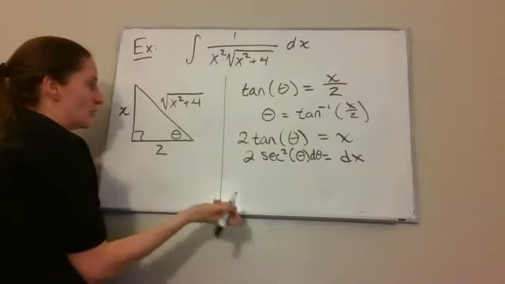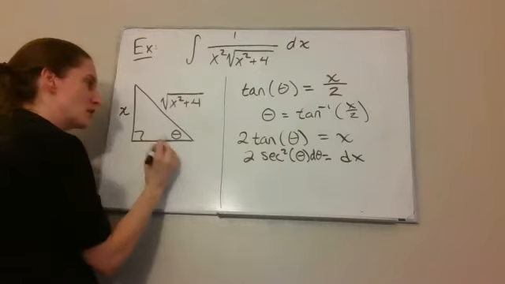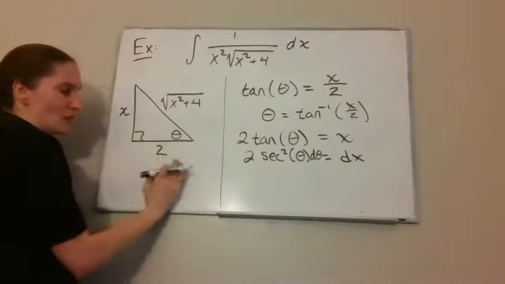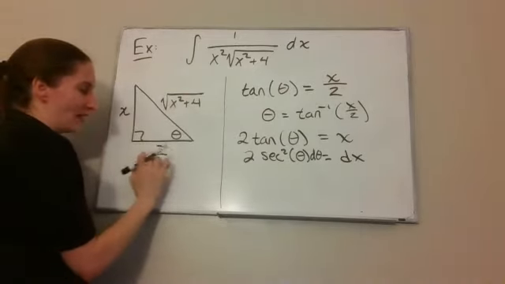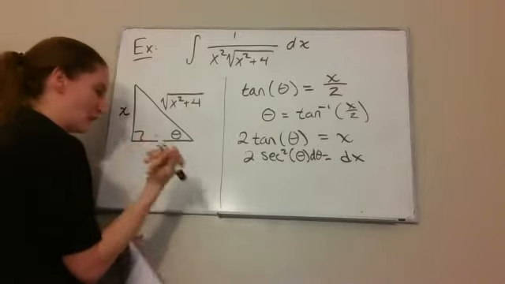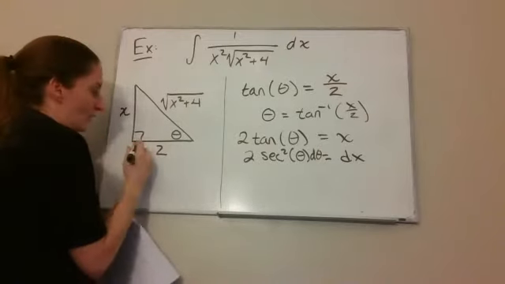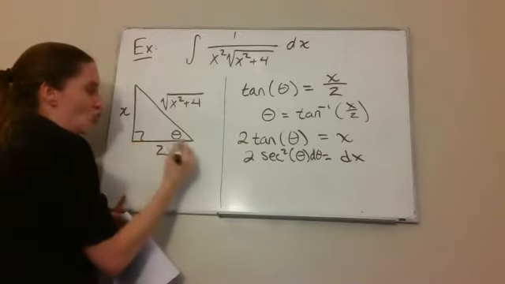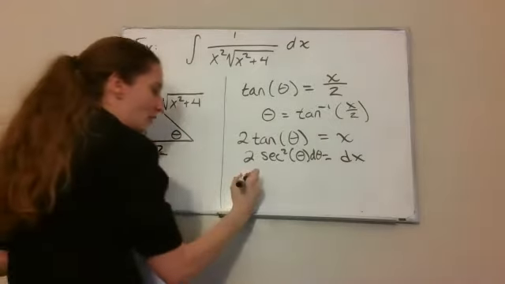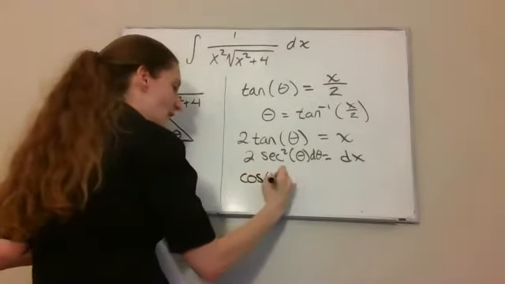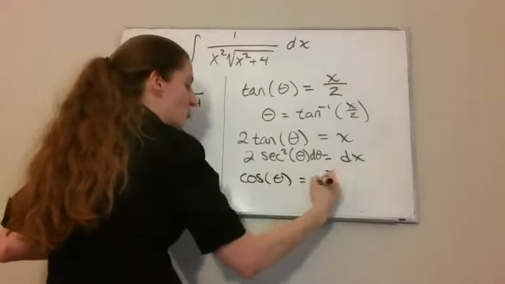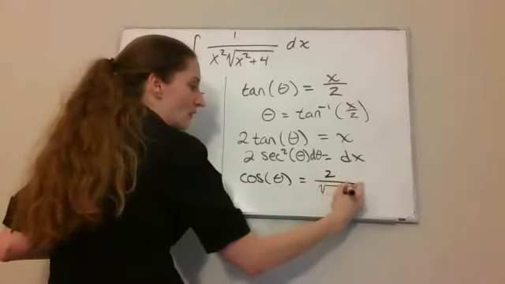So I want to relate the square root to theta. So I should use this side on the bottom as well because that side is just a number, so it's the easiest to work with. So that would be the adjacent side and a hypotenuse. Cosine of theta is equal to the adjacent over the hypotenuse.